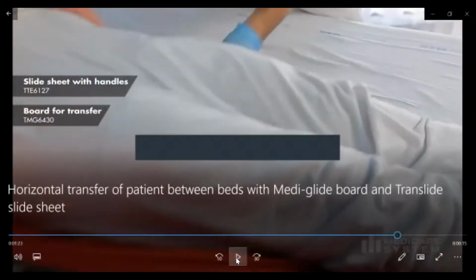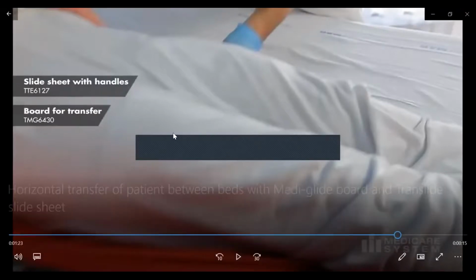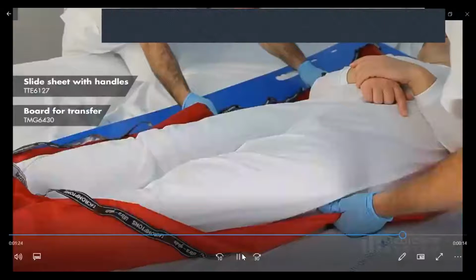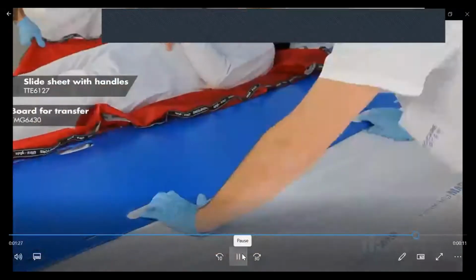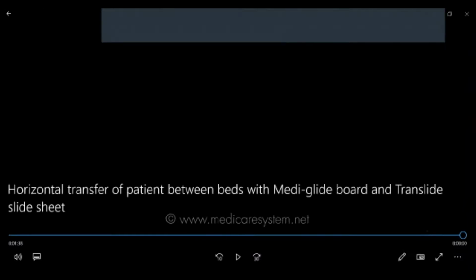Can you see, like this only, they will be having boards, and they will be having sheets with handles. Okay, so the next is mobility in bed.